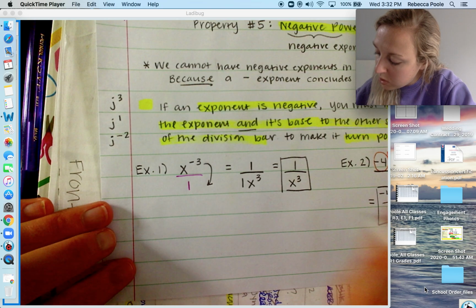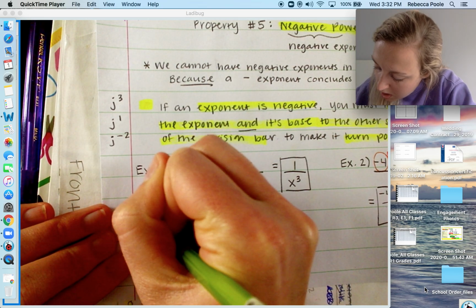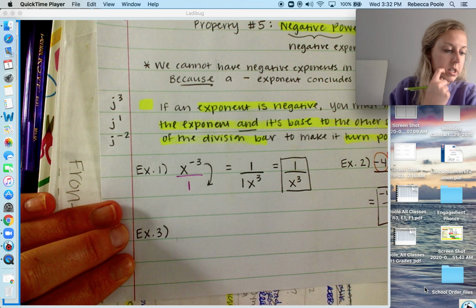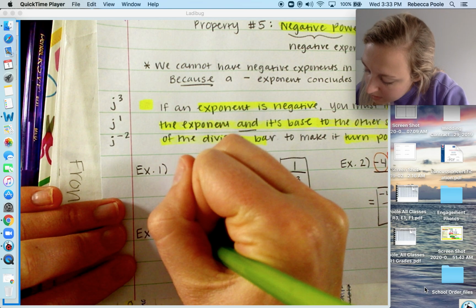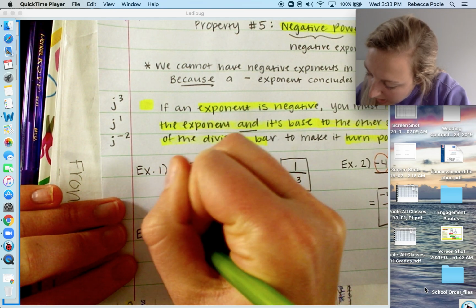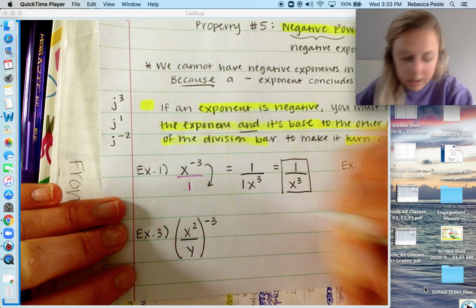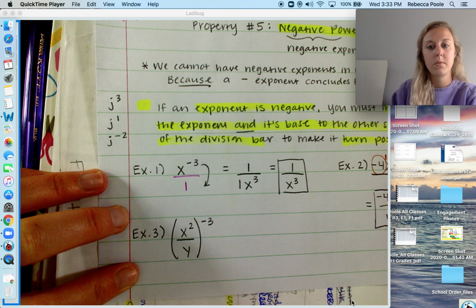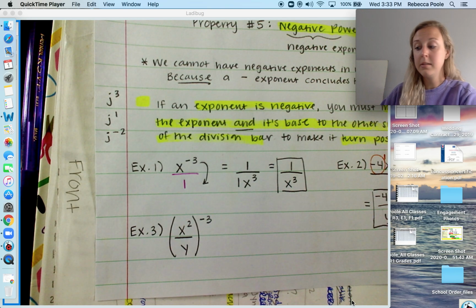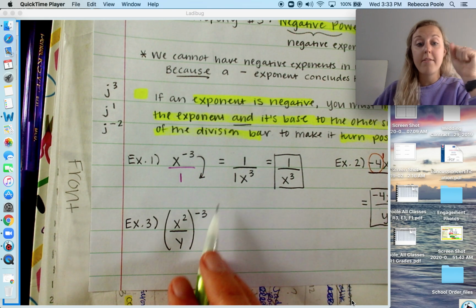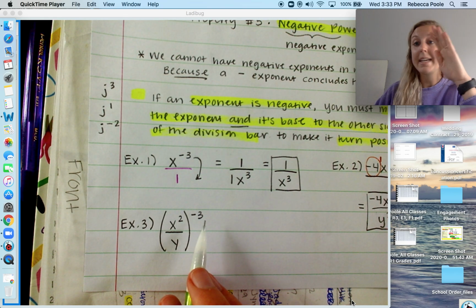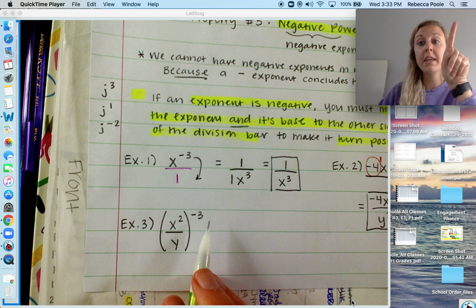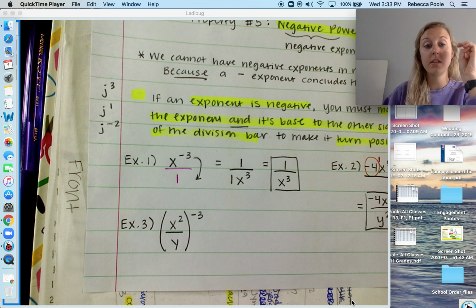All right, let's move to example 3. Let's do, this one's tricky. Let's do this one. X squared divided by y, all raised to the negative 3rd. Okay, so for this one, we have a negative exponent. Okay, we cannot have a negative exponent, so we normally, if it was just one thing, would move it to the other side of the division bar, right?